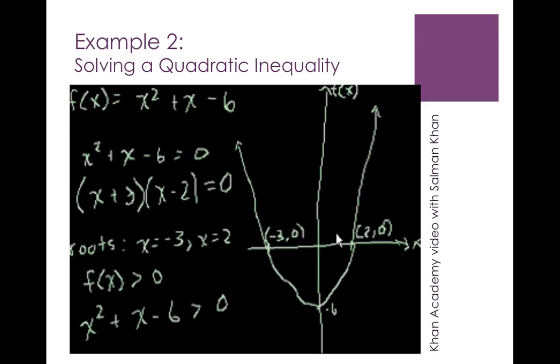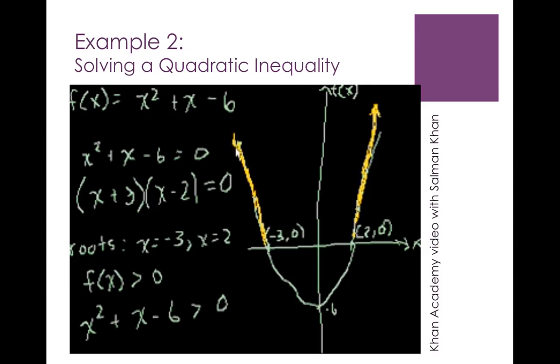Well, if we look at the graph, when is f of x greater than 0? Well, this is the f of x axis. And when are we in positive territory? Well, f of x is greater than 0 here. Let me draw that in another color. Is greater than 0 here, right? Because it's above the x-axis. And f of x is greater than 0 here.